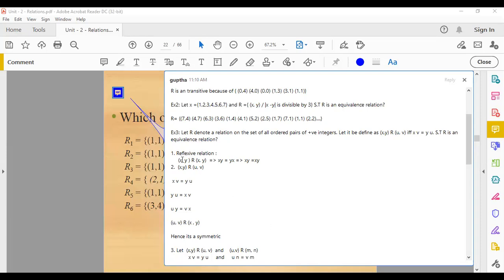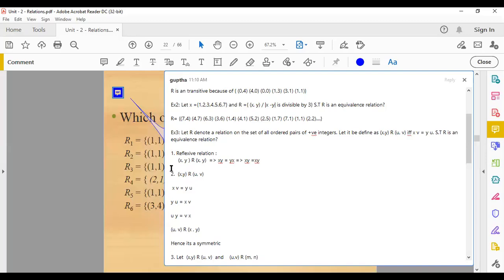So simply, reflexive means (x, y) is related to (x, y). As per the definition, xy equals yx. So yx, by the commutative law, is also xy. So finally xy equal to xy. Hence R is a reflexive relation.